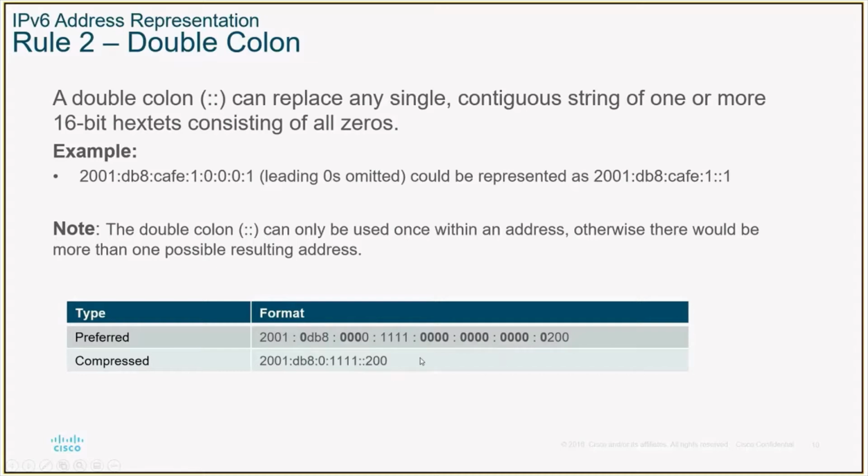You can only do this once in an address though, because when you try to interpret this, you start at the beginning with this and you start at the end with that. Once you've finished putting them in, you just fill the gap with zeros. If you did it twice, how many zeros go in the first one and how many go in the second one? You can't figure that out. That's why we can only do it once. So we can still get rid of leading zeros.